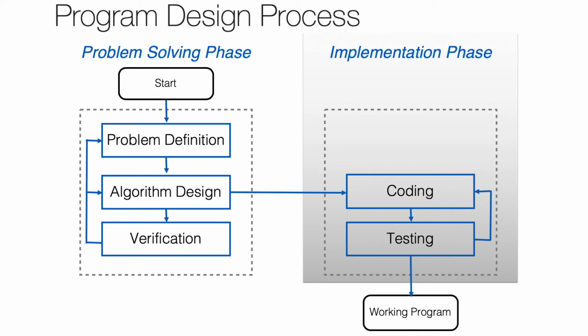Welcome. In this video, I am going to talk about the implementation phase of the program design process. The implementation phase of the program design process consists of two major steps. Those are coding and testing. The input for the implementation phase is the algorithm that we have designed from the problem solving phase.